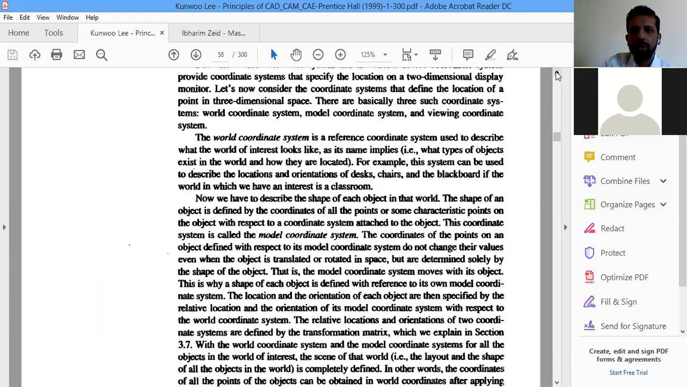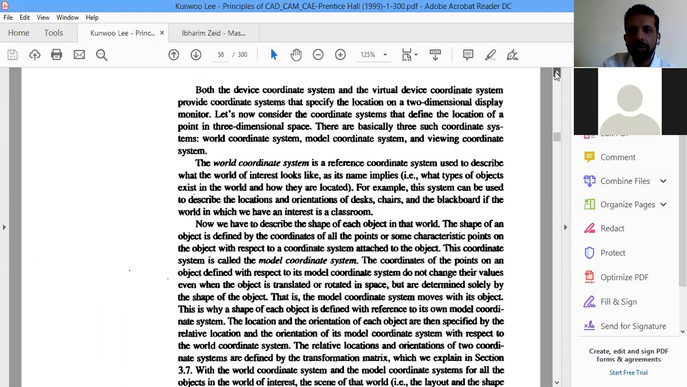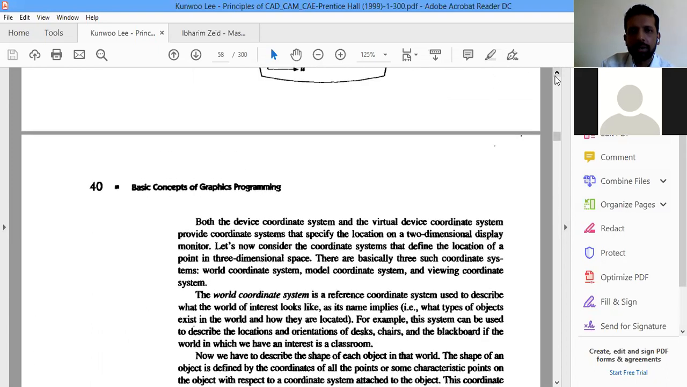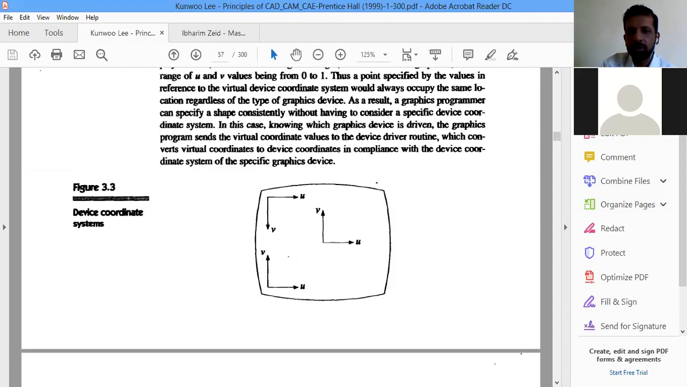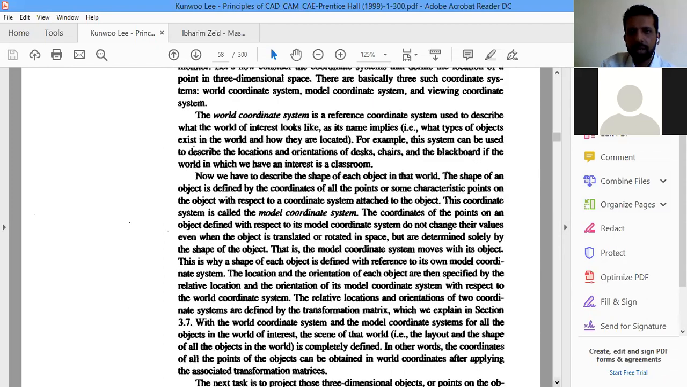So when it comes to coordinate system, it can be divided into three varieties. One of them is the world coordinate system. The second one is the model coordinate system, and the third one is the viewing coordinate system. So there are three varieties in the coordinate system: the world coordinate system, model coordinate system, and a viewing coordinate system.